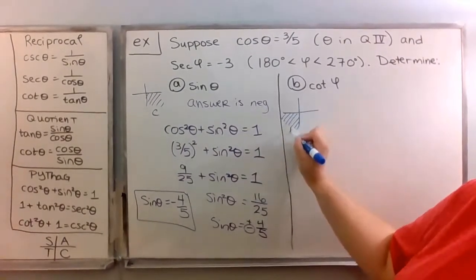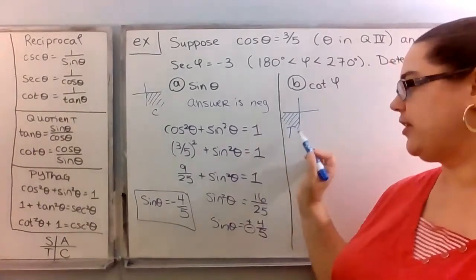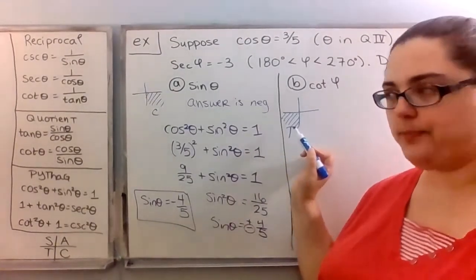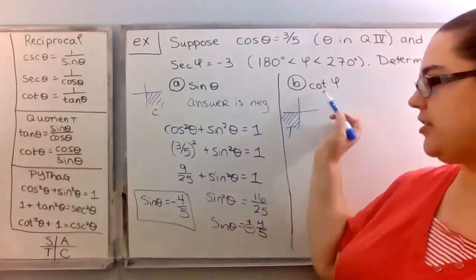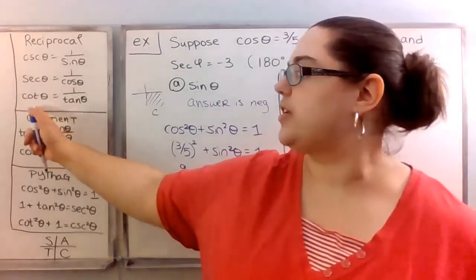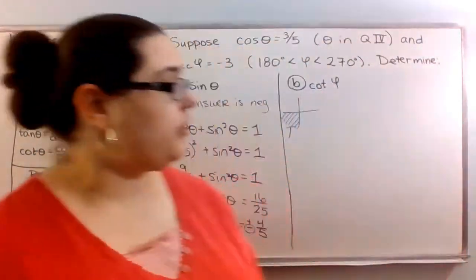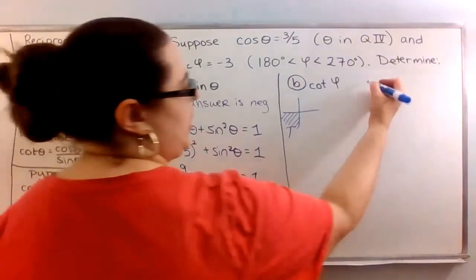All students take calculus. So this means that the tangent is going to be positive in quadrant 3, which means the cotangent is also positive. That's because the tangent and cotangent are reciprocals, so they have to have the same sign. So I know for this problem that my answer is positive.